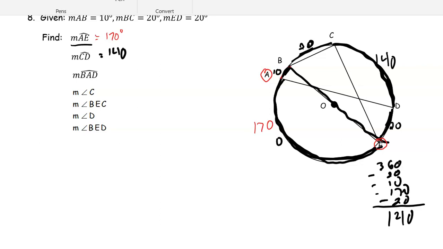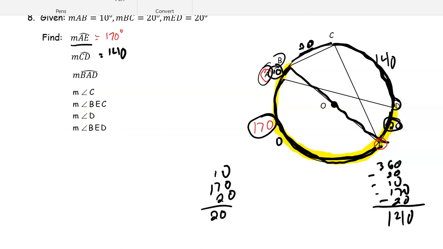All right, arc BAD now. This should be pretty quick. We can just add them all together. So go from B to A to D. So here's B, and then we're going to go to A, and then we're going over here to D. So if we did that, B, A, all the way around to D, we just add up all those values. So we would need to add 10, 170, and 20. Add all those up, should get 200 degrees.